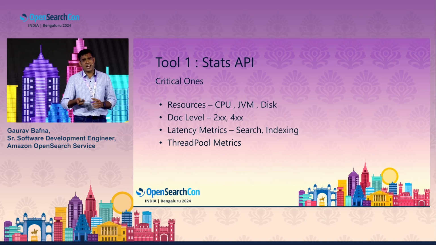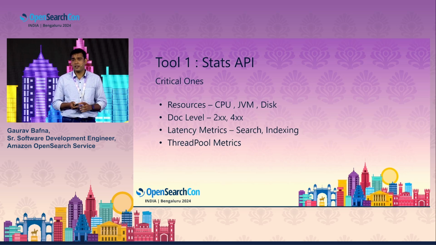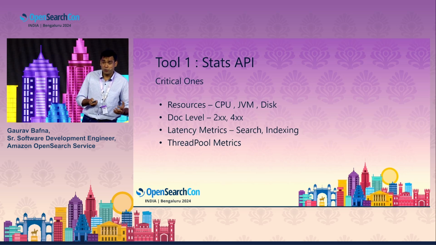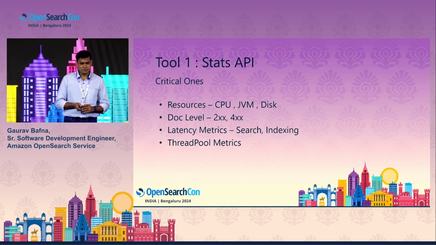The thread pool metrics, it's a kind of resource metric as well. We can see what the bottleneck is here. Is our thread pool getting exhausted? Do we need to tune it at all, right?